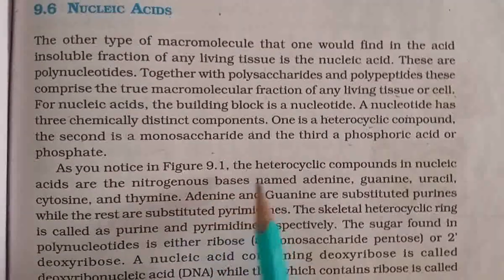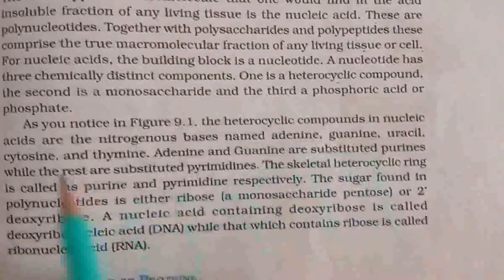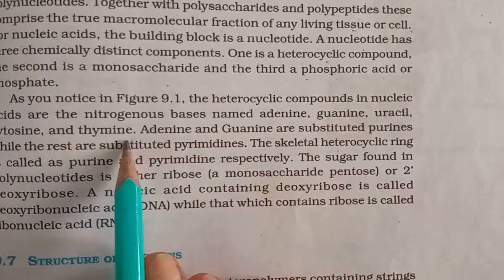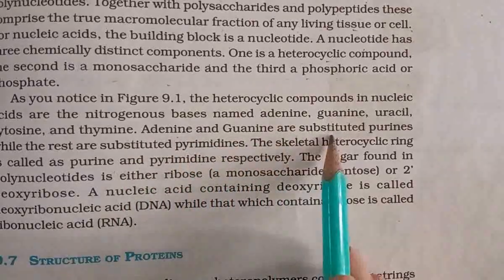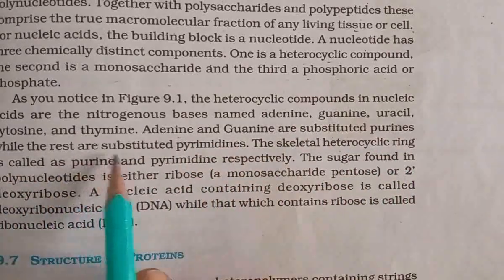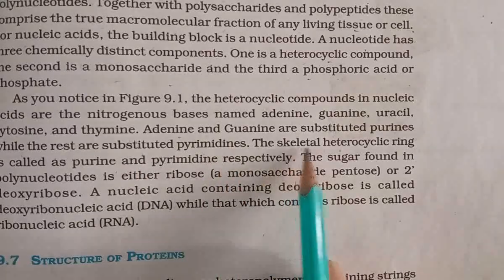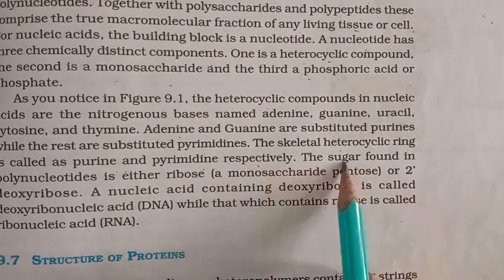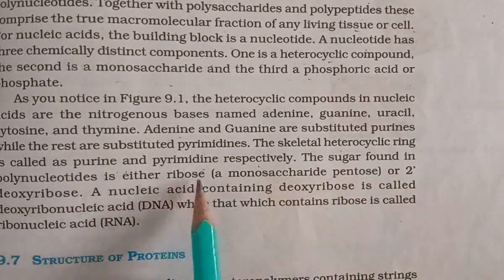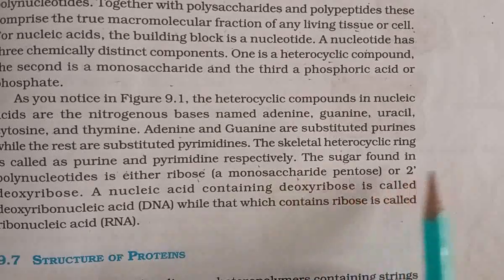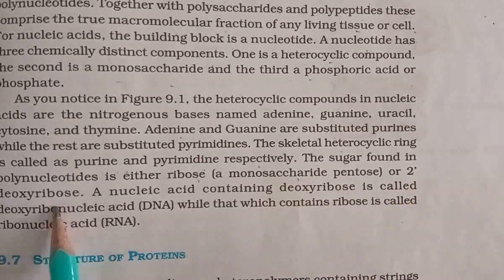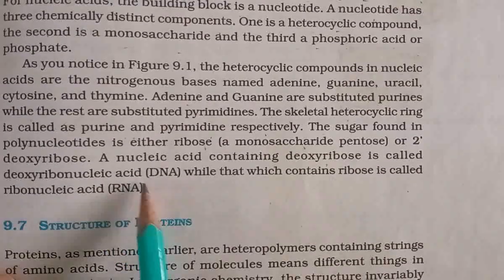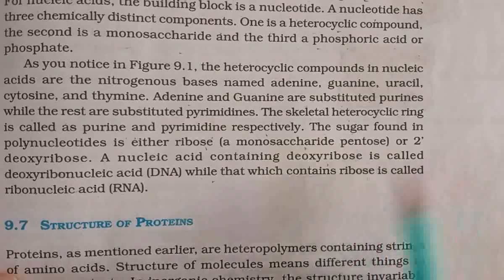As you notice in the figure, the heterocyclic compounds in nucleic acids are the nitrogenous bases named adenine, guanine, uracil, cytosine, and thymine. Adenine and guanine are substituted purines, while the rest are substituted pyrimidines. The skeletal heterocyclic rings are called purine and pyrimidine respectively. The sugar found in polynucleotides is either ribose, a monosaccharide pentose, or deoxyribose. A nucleic acid containing deoxyribose is called deoxyribonucleic acid, while one containing ribose is called ribonucleic acid.